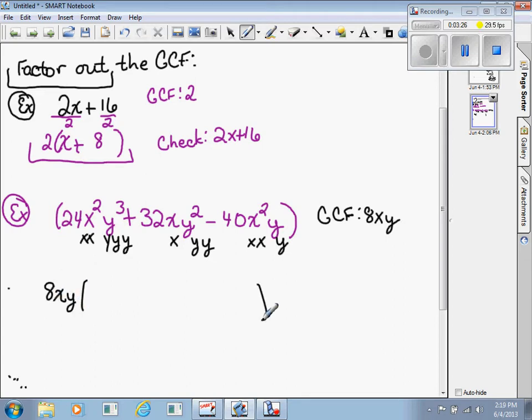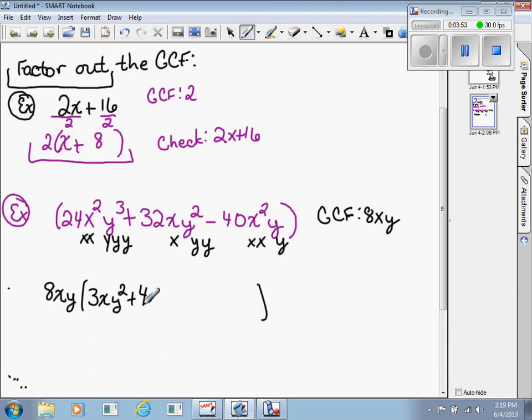To determine what's left inside our parentheses, we take each term and divide out the 8xy that is being factored out. So 24 divided by 8 would be 3. X squared divided by our x would leave us with x. Y to the third divided by y would leave us with y squared. Go to the next term. 32 divided by 8 is 4.